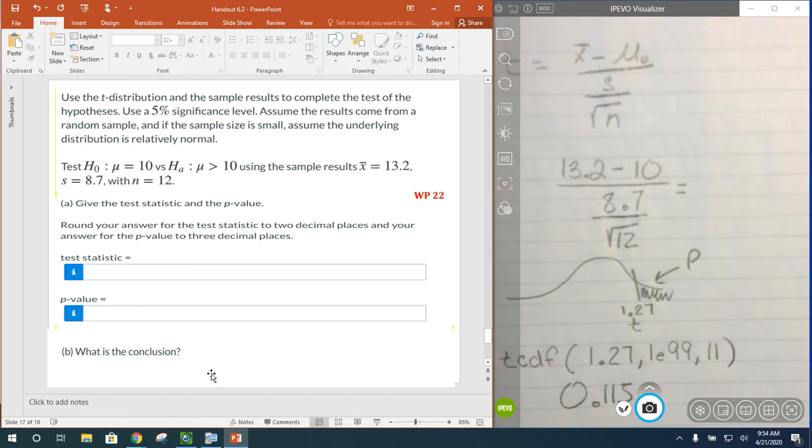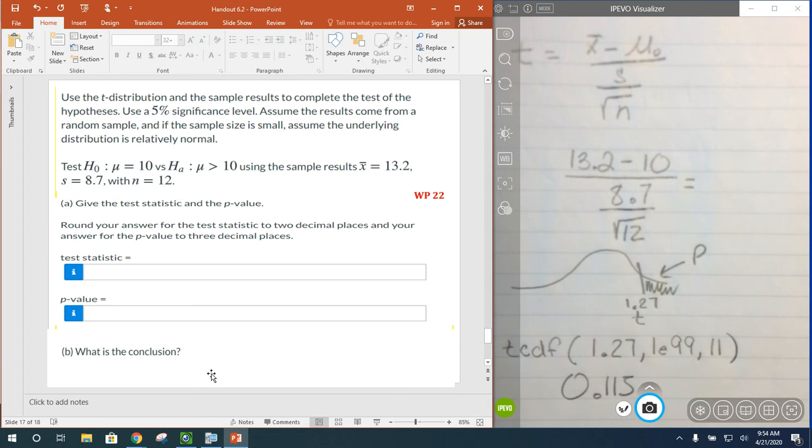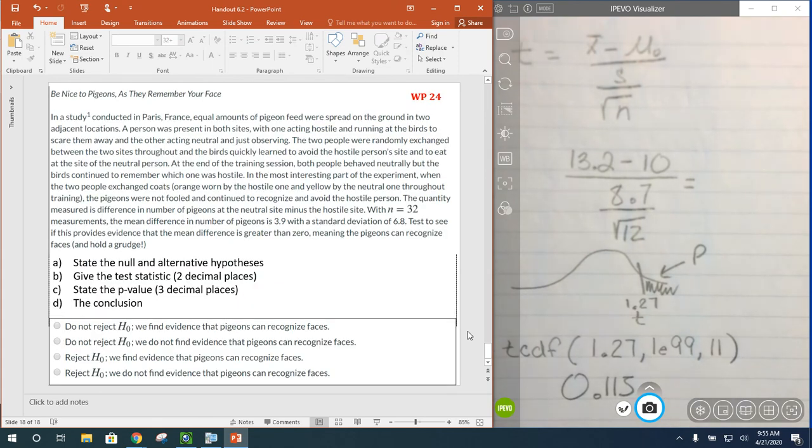What is the conclusion? Well, the conclusion is do not reject. Why don't we reject? The p-value is greater than the alpha. There's no way we're rejecting at a 5% significance level when we're at 0.115 for a p-value. We're doing all the same things we did, but now we're finding them a little bit differently.